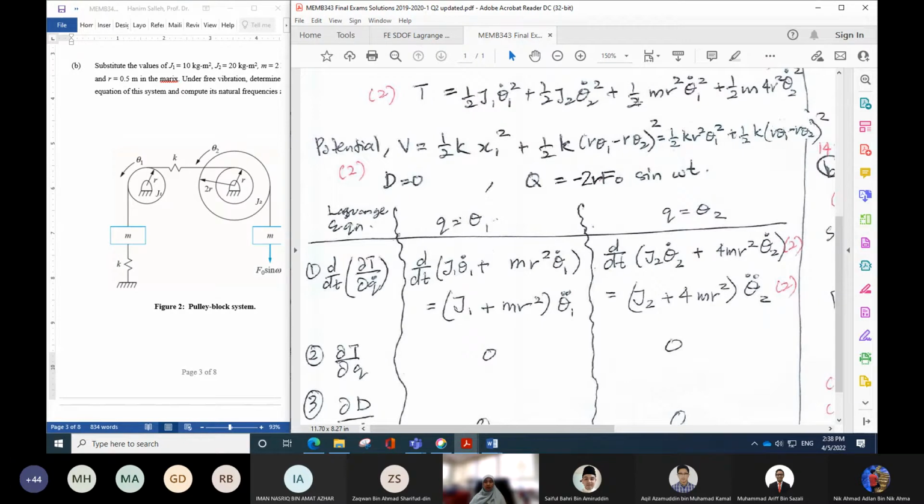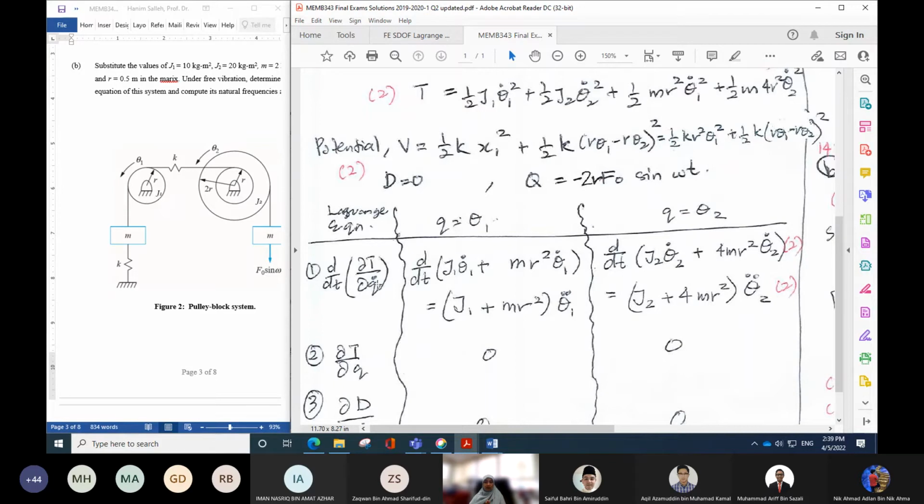2 times half, which is 1, and then you have mr squared. So this square is not the same as this square, so you have to write it down again. Mr squared theta dot 1. So that's why you have this. Mr squared theta dot 1. So you've done that. Then you do the same thing with respect to theta dot 2, basically.